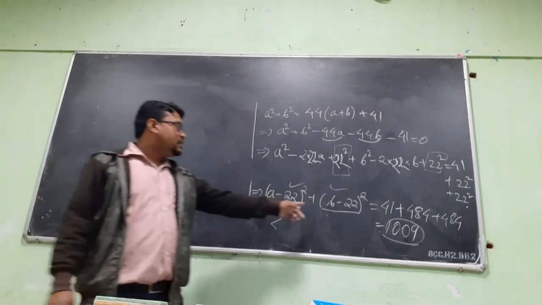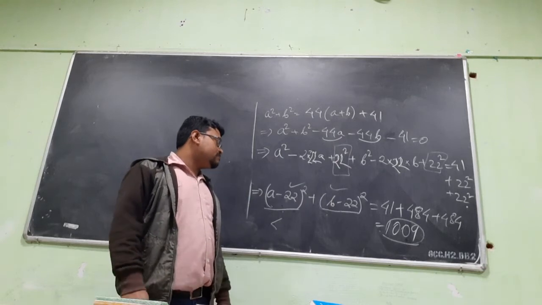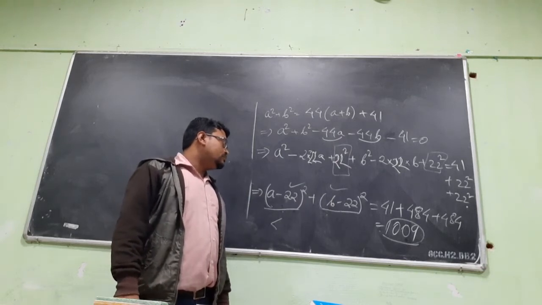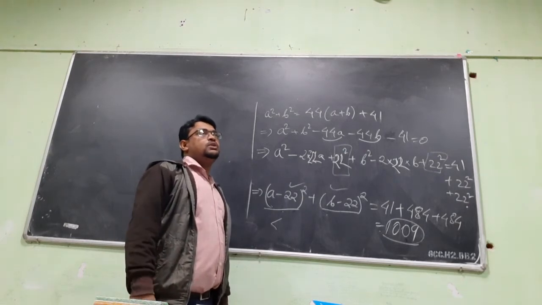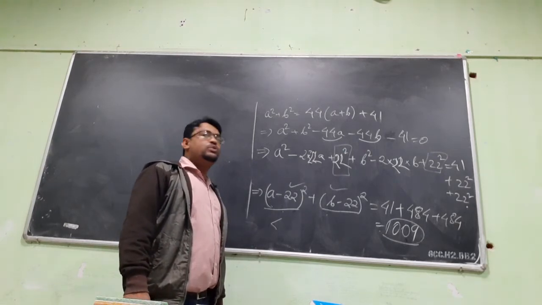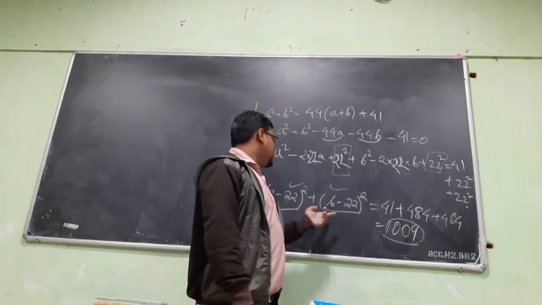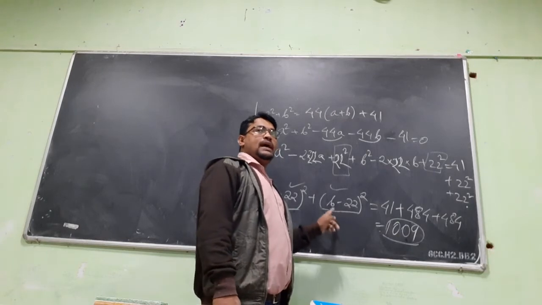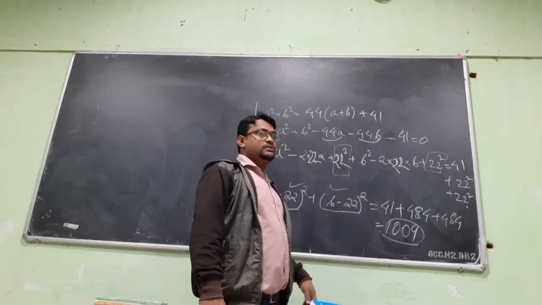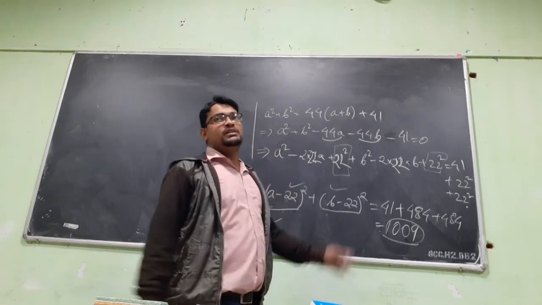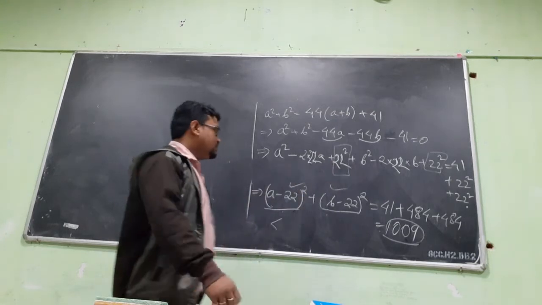Which is the first perfect square greater than 500? 23 square is 529, and 24 square is 576. So each of these should be less than or equal to 31 square, and at least one of them should be greater than or equal to 23 square. There are very few values we have to check: 23 square, 24 square, 25 square, up to 31 square.